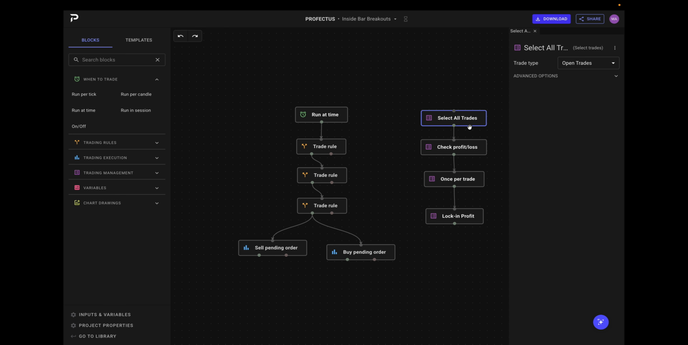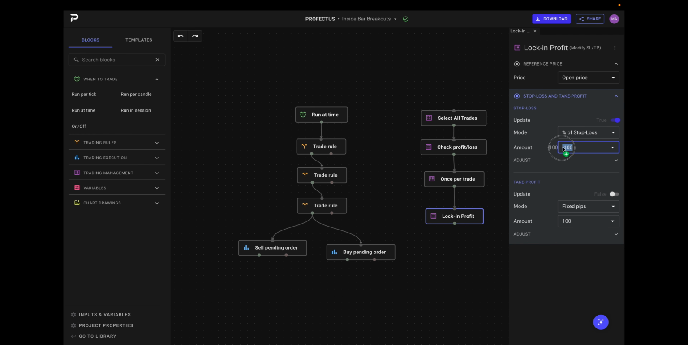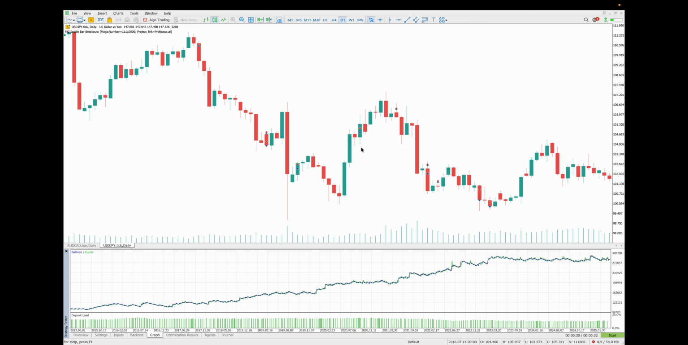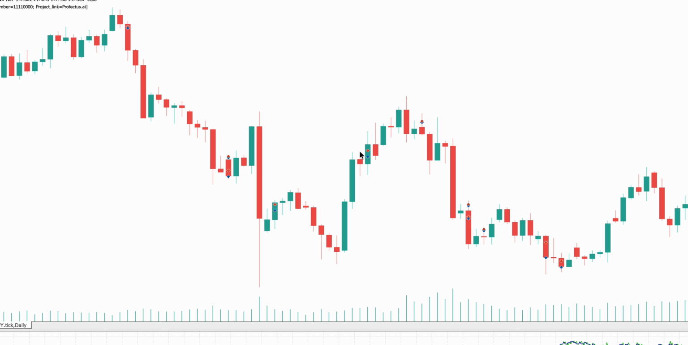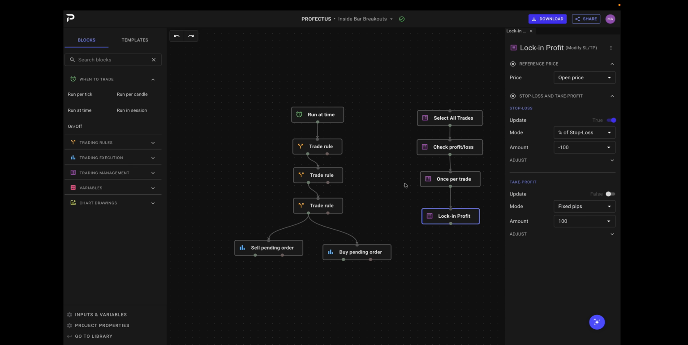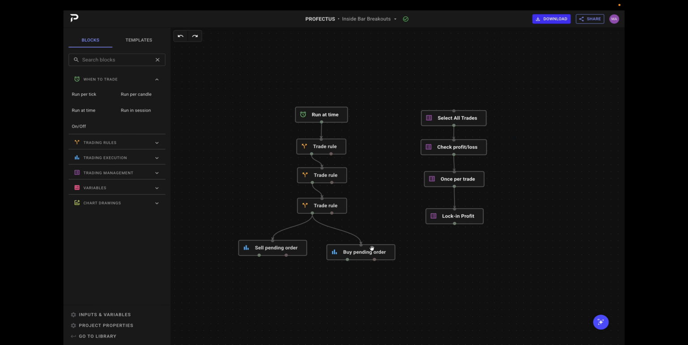Then we have here select all trades, check profit. If we are floating more than 2%, once per trade, I want to change my stop loss and lock in minus 100. This means that if you set this at minus 1, you will just take 1% of your stop loss into profits. If you do minus 100, you lock in 100% of your stop loss size in profits. In general, that is if you have here a buy and you float 2% somewhere here, then you lock in your profits there. However, this strategy, let me check, minus 100, and we have a target of 100.